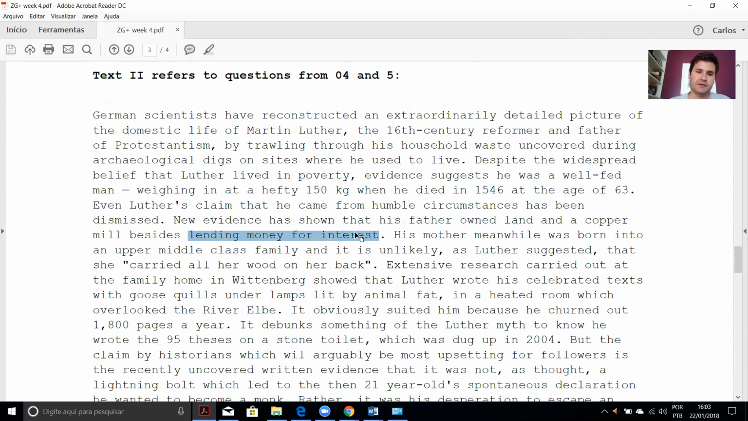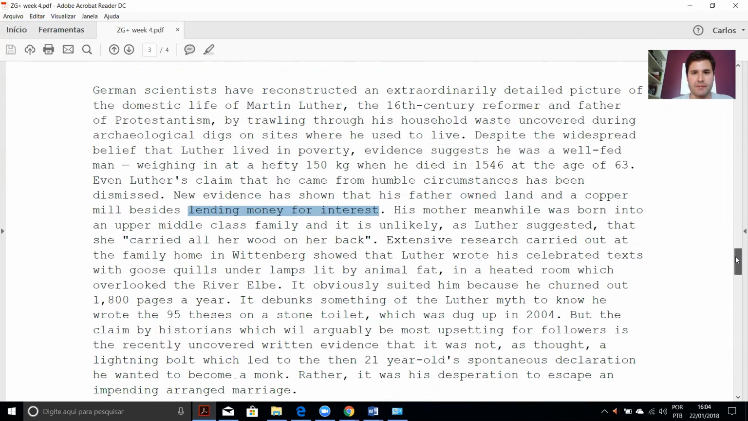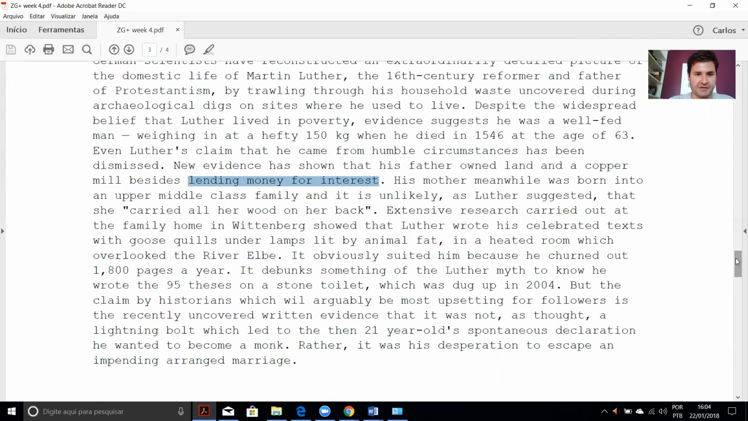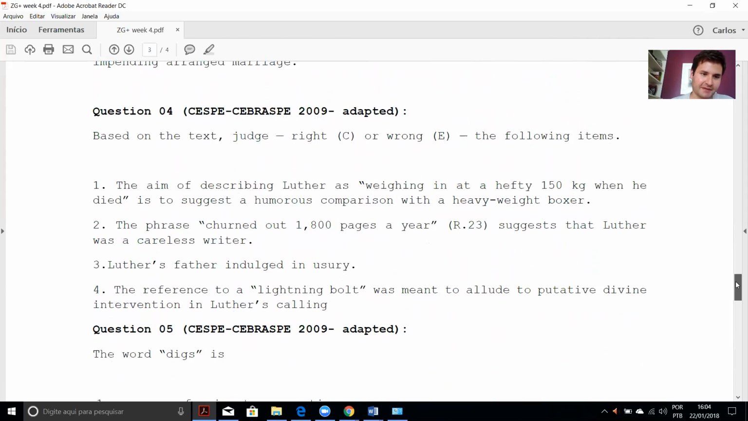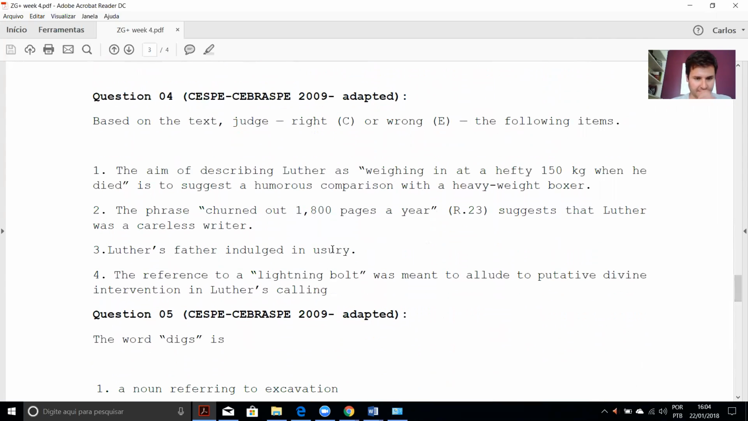He lent money to receive interest. Okay, he didn't produce anything for that money. He was lending it and collecting the interest. That is usury, okay, which was frowned upon by the Catholic Church, but not so by the Protestant churches at the time. Okay, so this one is correct.